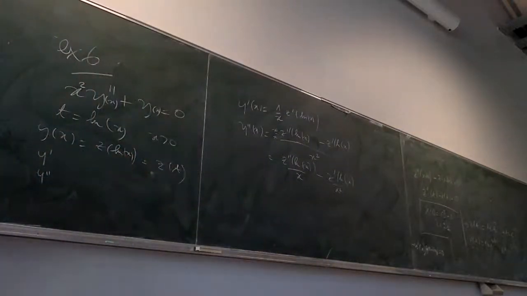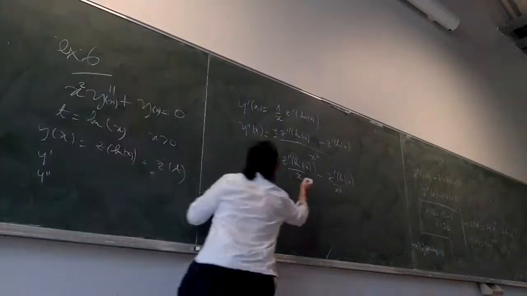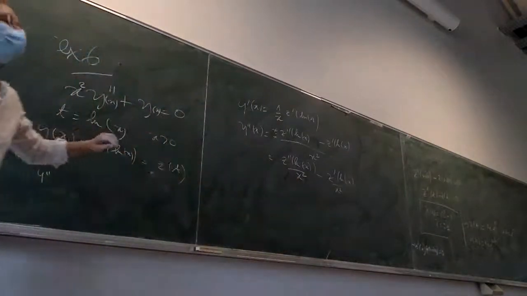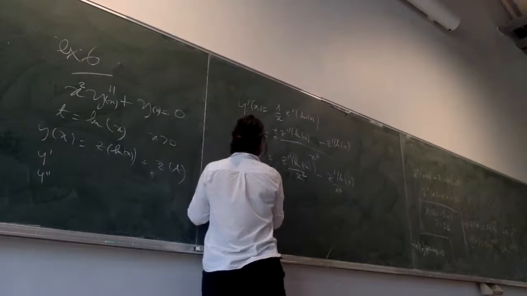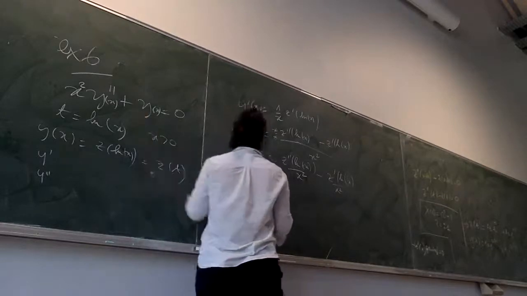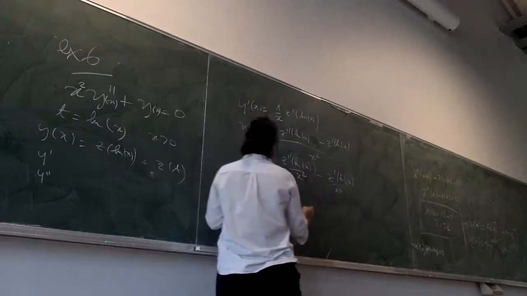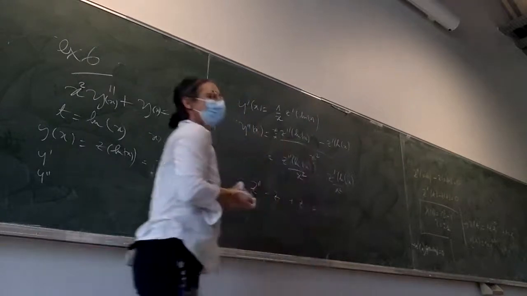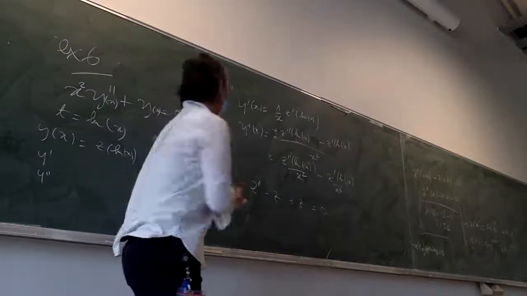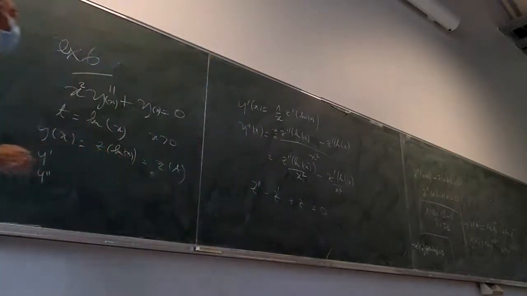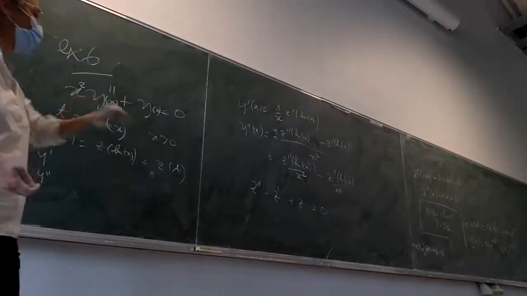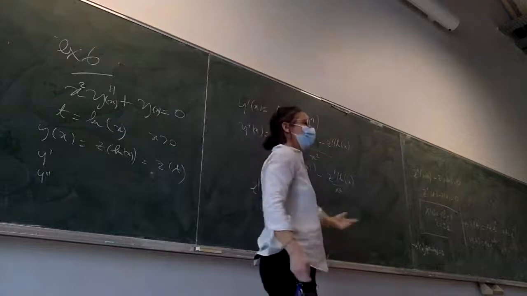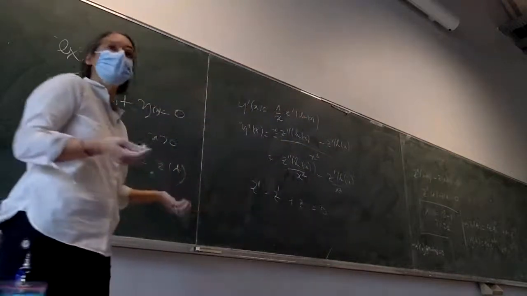Okay, so now if I plug that in the equation, I forgot the square here. If we plug that in the equation, we've got x squared times y second. So we get z second minus z prime plus y of x is just z. So what we did was transform a second order linear equation with non-constant coefficients into a second order constant coefficient equation, which you can solve.